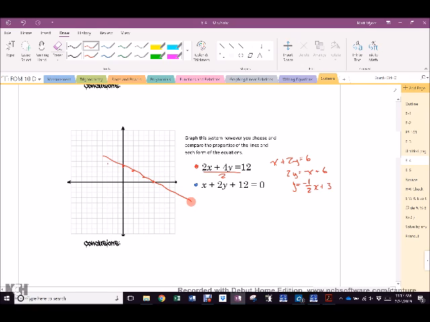Yeah? Then what would you do here? Again, you'd probably divide by 2. x plus y plus 6 equals 0. And you would get y equals negative 1/2 x minus 6, right? And you go down 1, 2, 3, 4, 5, 6. Down 1, right 2, and you draw that line.